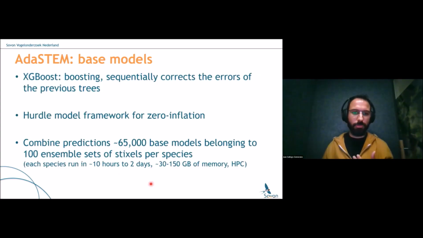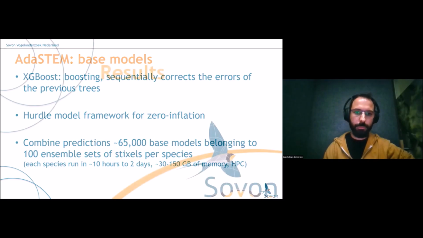Once you have all those models run, the final step is that we combine predictions of around 65,000 base models belonging to these 100 ensemble sets of stickers per species. So each species had around 65,000 models. For each species, it took around 10 hours to 2 days to run on an HPC, a high performance computer, and we used between 30 and 150 gigabytes of memory.